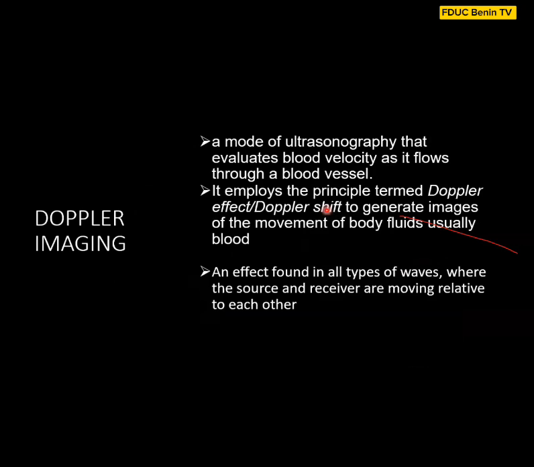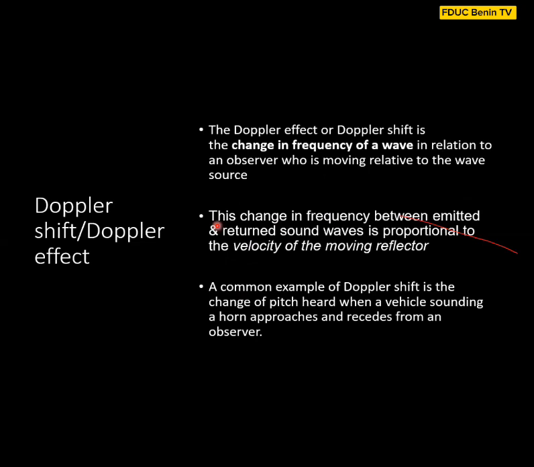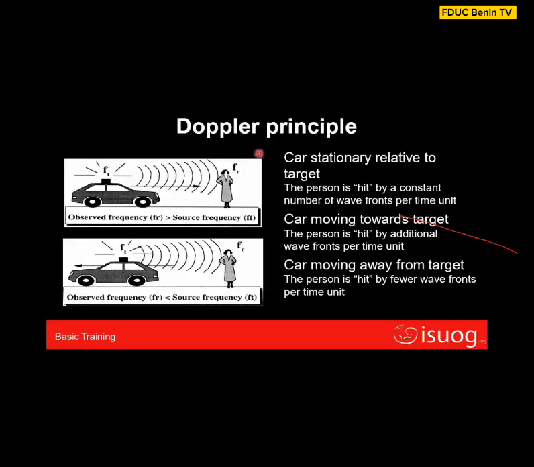And for Doppler imaging, this is a mode of ultrasound that measures blood velocity as it flows through a blood vessel. It employs the principle of the Doppler effect or Doppler shift, an effect found when the source and the sound are moving relative to each other. I'm sure there's going to be a lecture on Doppler. Actually, Doppler is used for imaging the blood vessels, and this is very important.